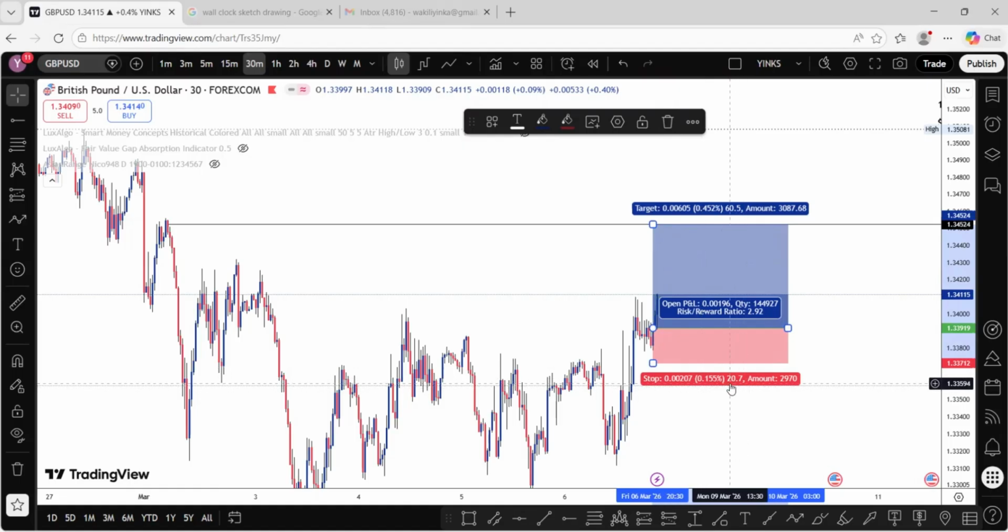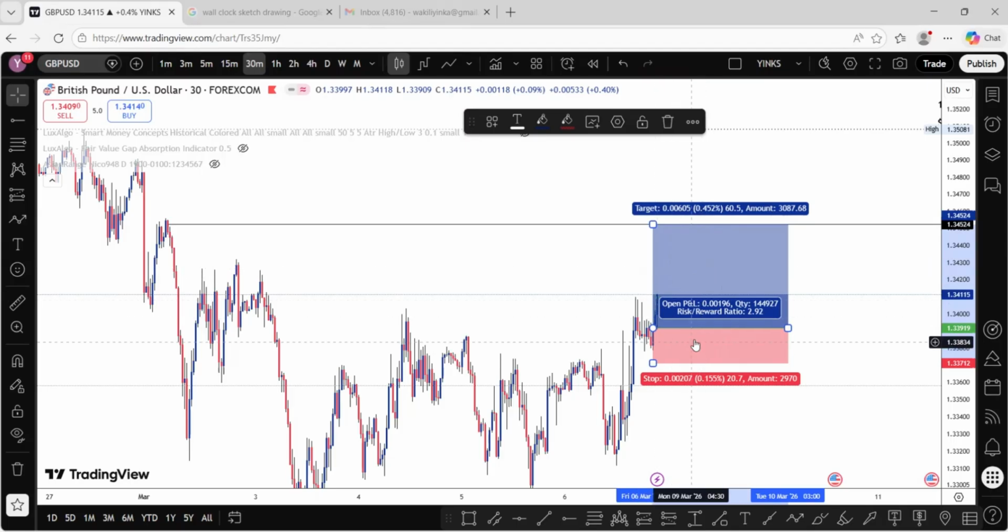And the risk is what? 20 pips, right? So if I'm entering this market with a mini lot size, that's 0.1, and the market goes against me, I'm losing $20. But if it goes in my favor, I'll make $60. If I'm using a standard lot size, 1.0 standard, if it goes against me, I'll lose $200. Or if it goes my way, I make how much? $600.